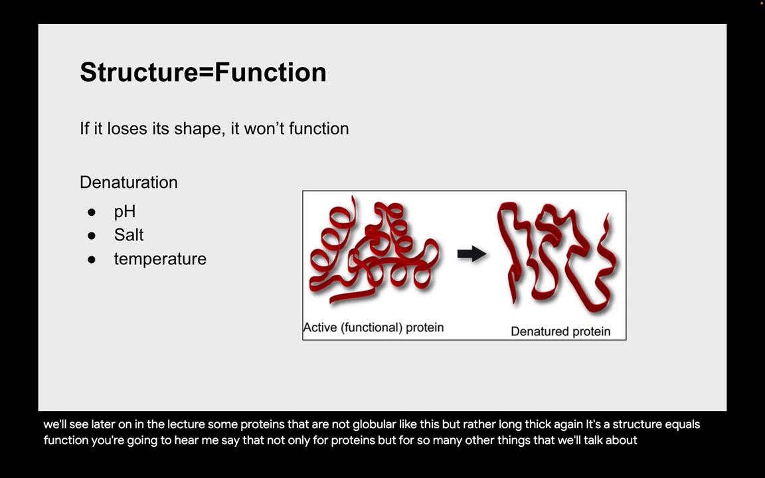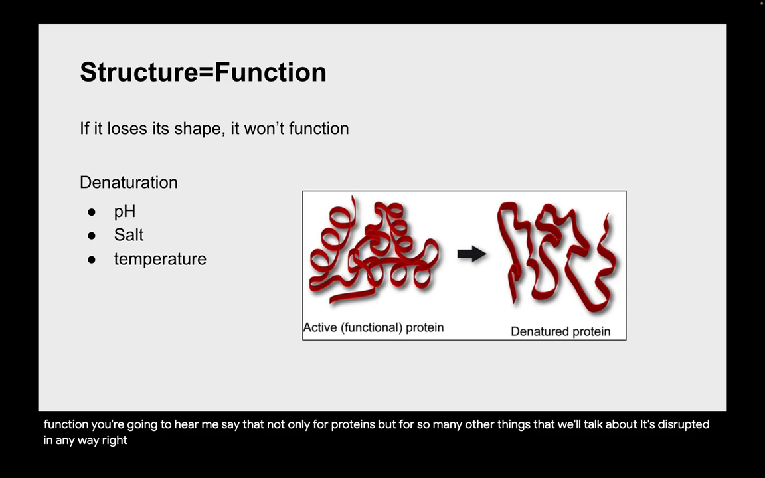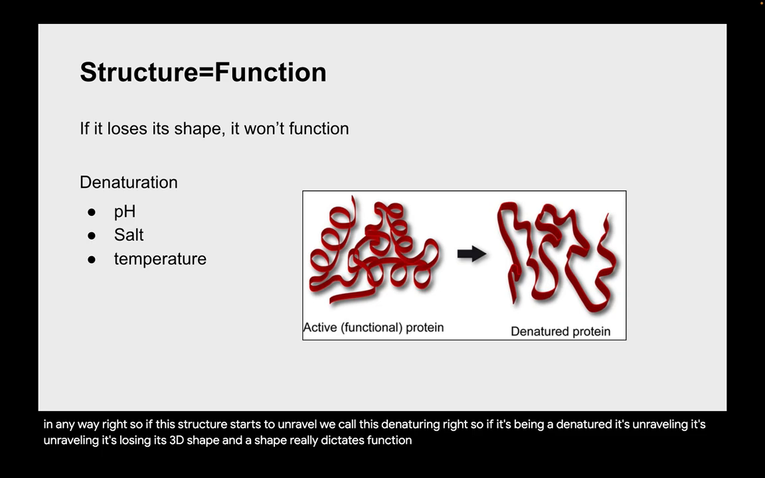If that structure gets disrupted in any way, if this structure starts to unravel, we call this denaturing. So if it's being denatured, it's unraveling, it's losing its 3D shape, and a shape really dictates function. That means that it can no longer function in the way it's supposed to.